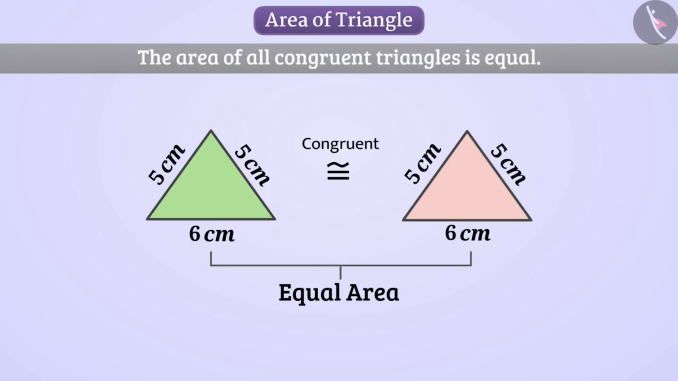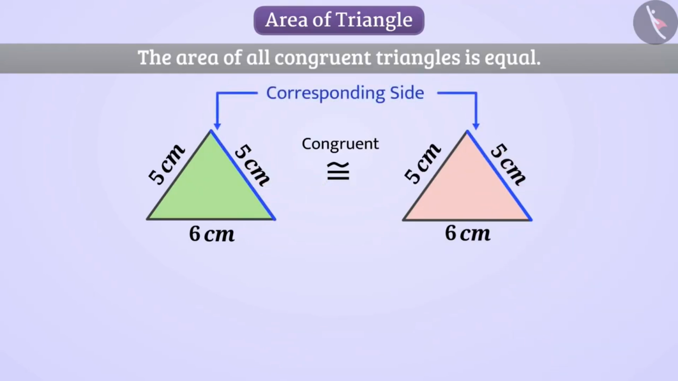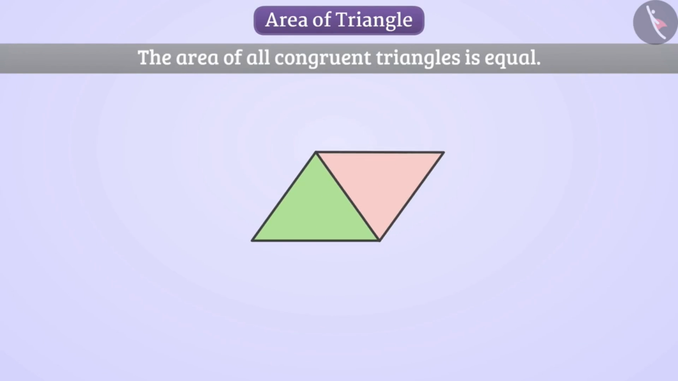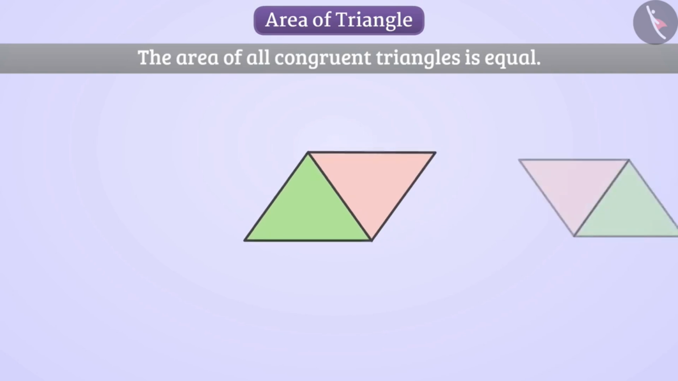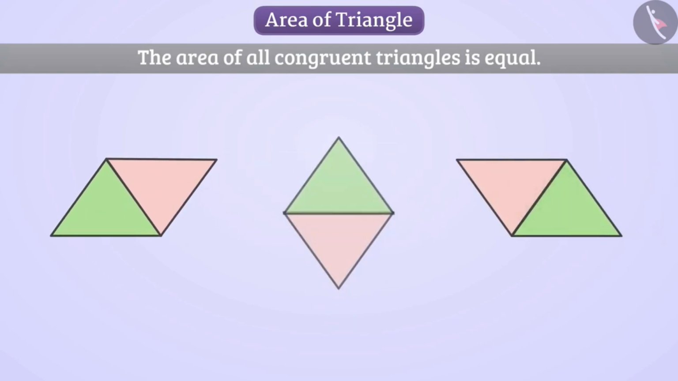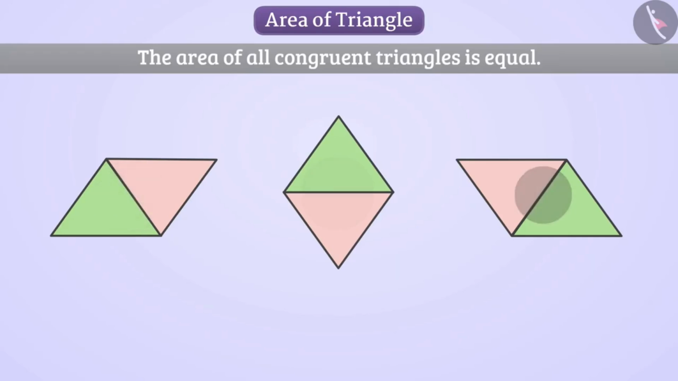Can you tell me how we will find the area of triangles? Think. Let me explain. We will place both pieces of congruent triangles together in such a way that a pair of their corresponding sides is joined. You can do it in this way, or this way. By doing this, you will get a quadrilateral.